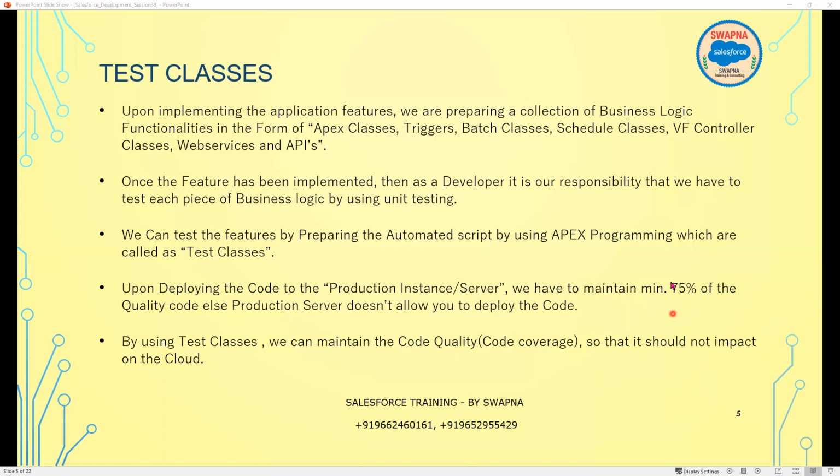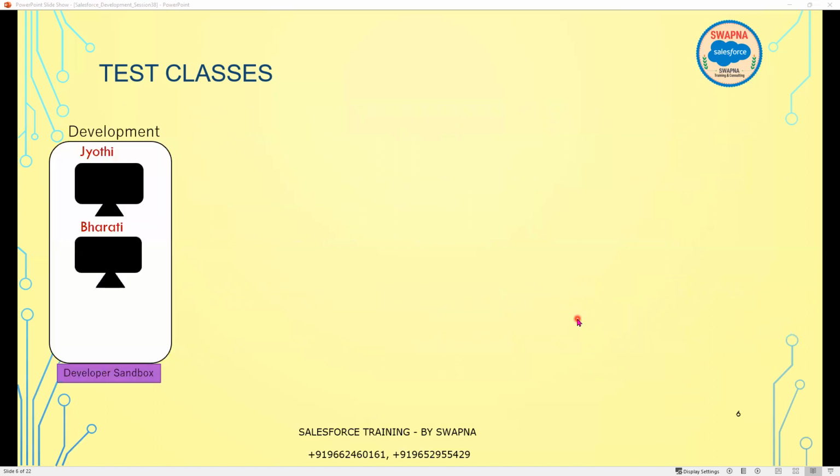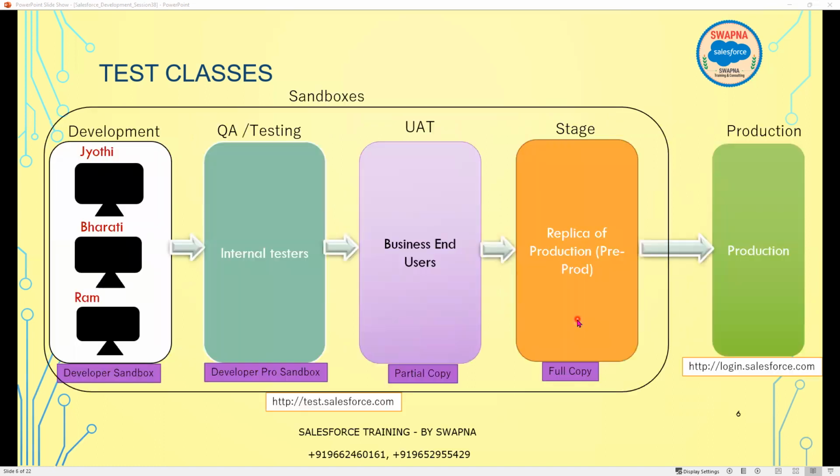Now, when we say 75%, right? Here we have a different person implementing the code. Is the 75% specific to one person, or specific to one code, or specific to one class? Ideally, it is specific to the entire org. Entire org, it should reach minimum 75%.